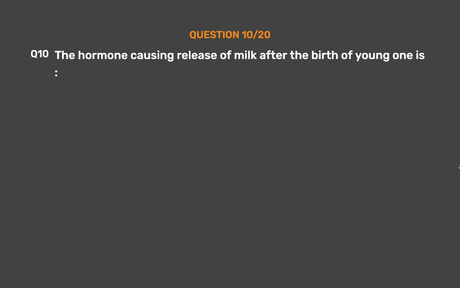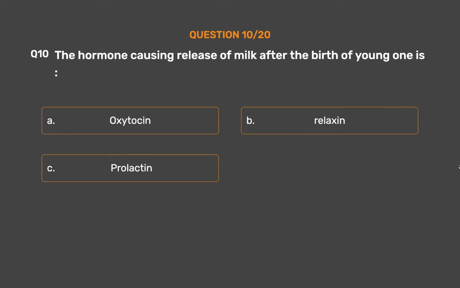Question number 10. The hormone causing release of milk after the birth of the young one is: Option A. Oxytocin. Option B. Relaxin. Option C. Prolactin. Option D. Progesterone.